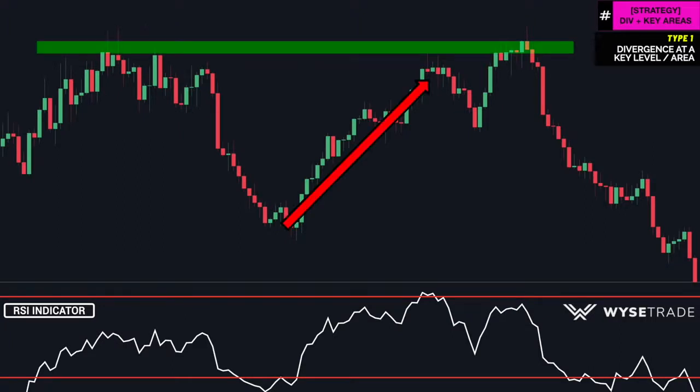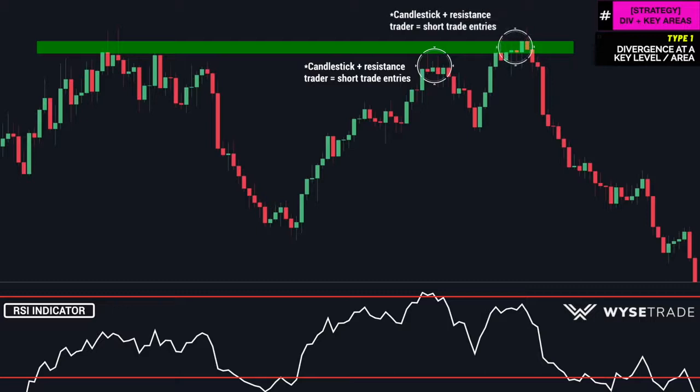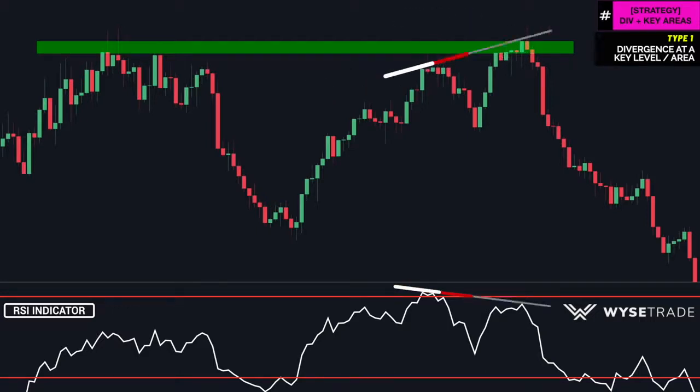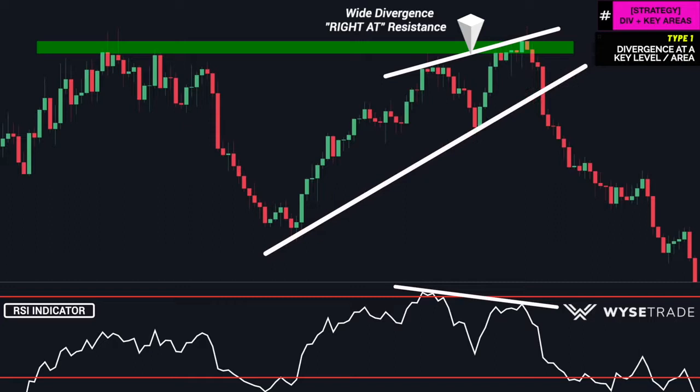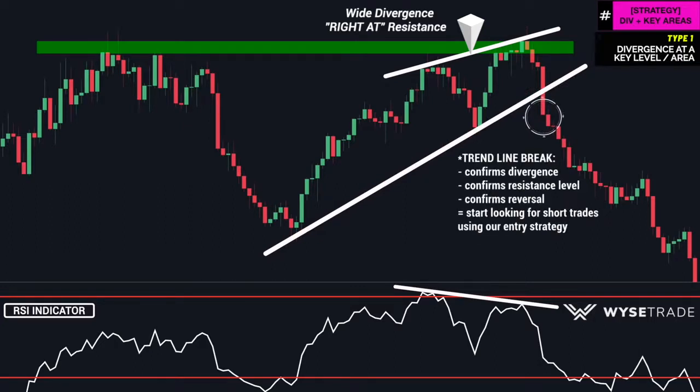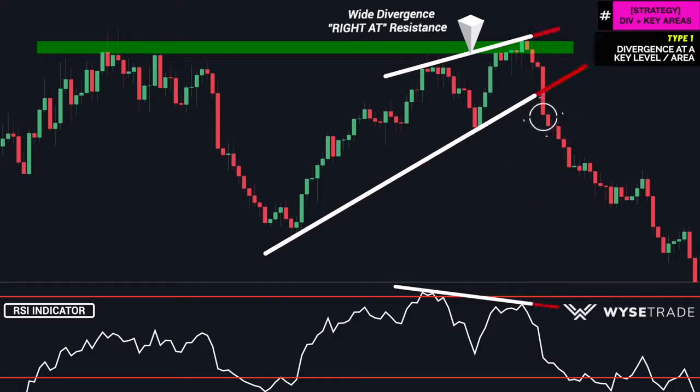Now, as price came back up, for candlestick and resistance traders, there were multiple entry points for short trades. But now, as a divergence trader, once you noticed this wide divergence form right at key resistance, you would apply your trend line like this. And once price broke it with this bearish momentum candle is when you would start looking for trade entries short. This also shows why you should never chase trades, as there's always another trade opportunity coming up. So let's show this again going the other way.